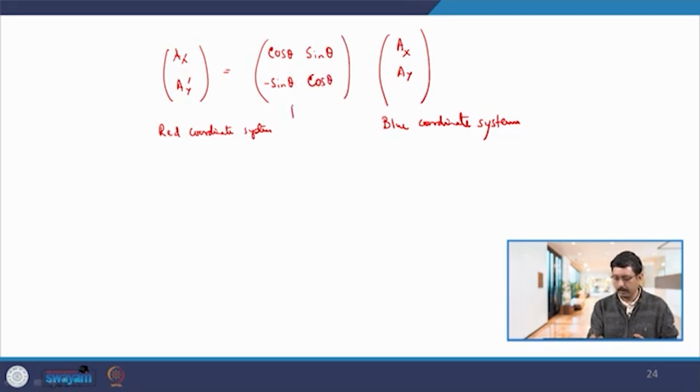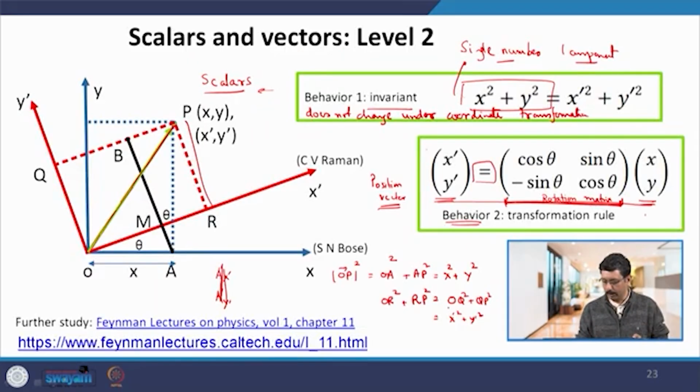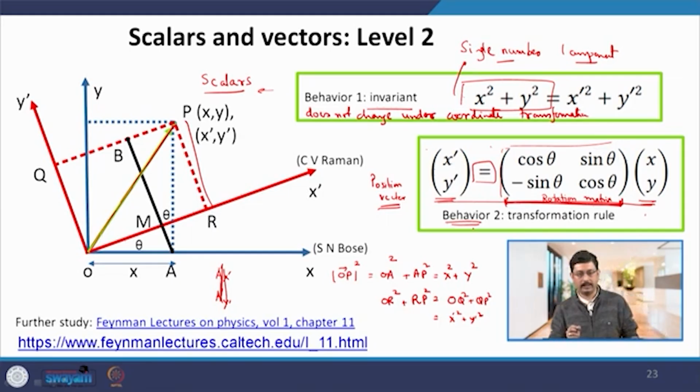So, I have to use the same rotation rule. I have to apply the same rule that you take these components in the blue coordinate system and multiply by this matrix, the same matrix. This matrix is exactly the same as what we found when we looked at the coordinate transformation for the position vector, which means that they behave in the same way as the position vector. Since the position vector has a sense of magnitude and direction, these quantities are called vectors.